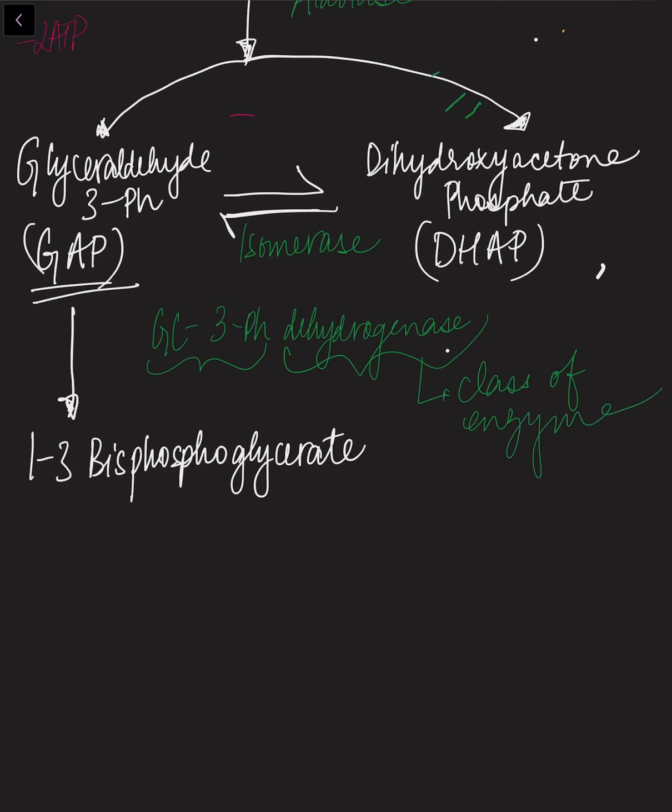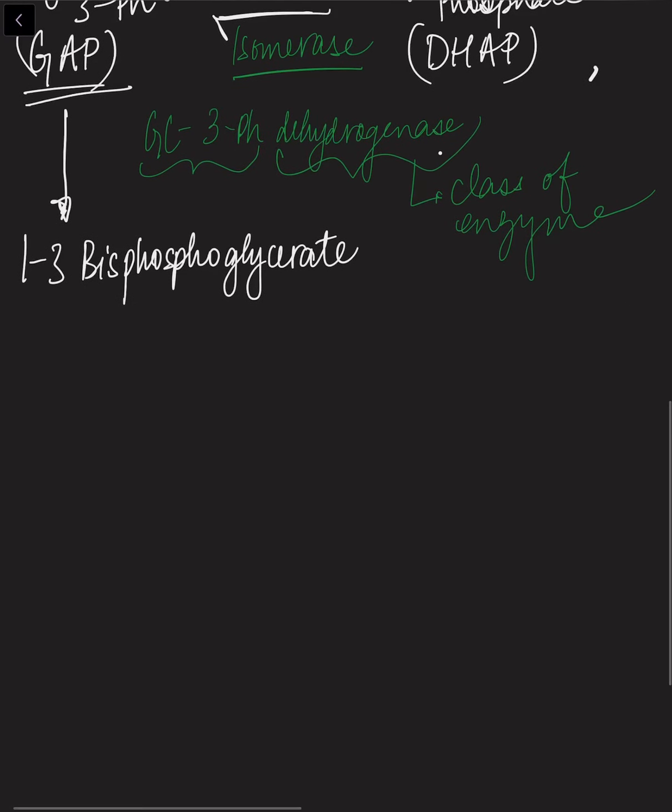So this one is dehydrogenase. For example, another class is isomerase. Then kinase is also one of the classes of enzyme. So just look at my enzyme classes video, I'll link it down below, and you can watch the video for more details.